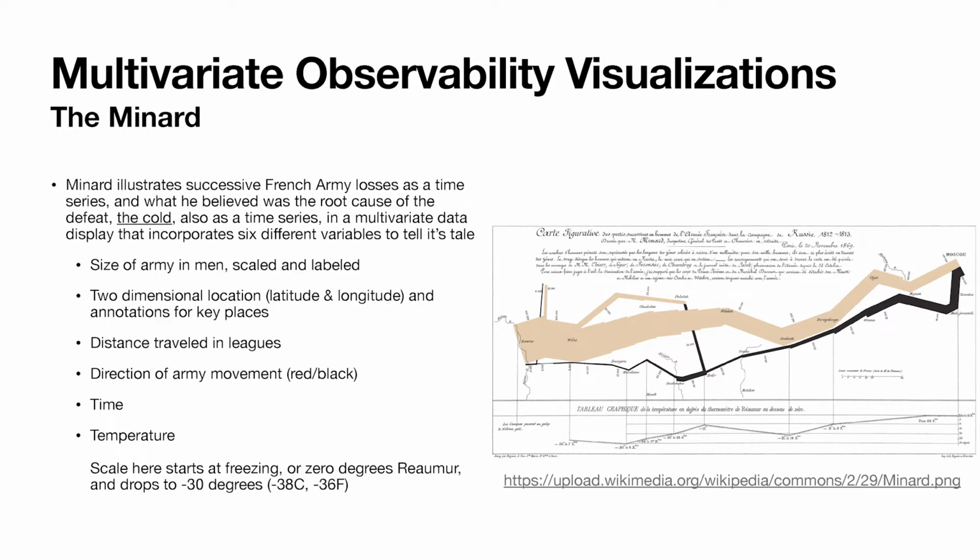It illustrates the French army losses as a time series and what he believed to be the root cause of that defeat, the cold, also plotted as a time series in a multivariate data display that incorporates 6 different variables on one chart to tell its tale. The size of the army in men, scaled and labeled, 2-dimensional location and annotations for key places, the distance traveled in leagues, the movement of the army and its direction, that's this red, or it looks brown, line here, and a black line for its return, the time, and dangling at the bottom of the chart here we can see is the temperature, and these start at degrees below 0.